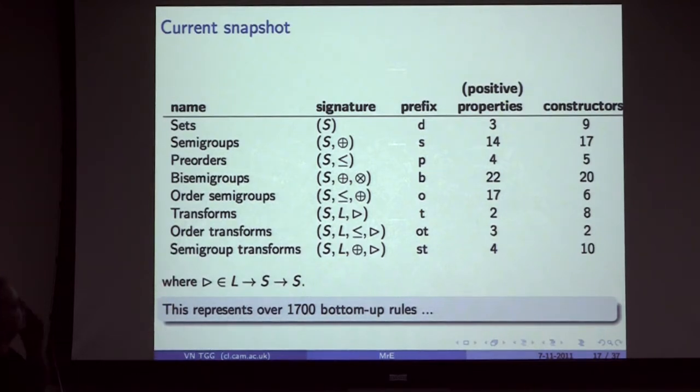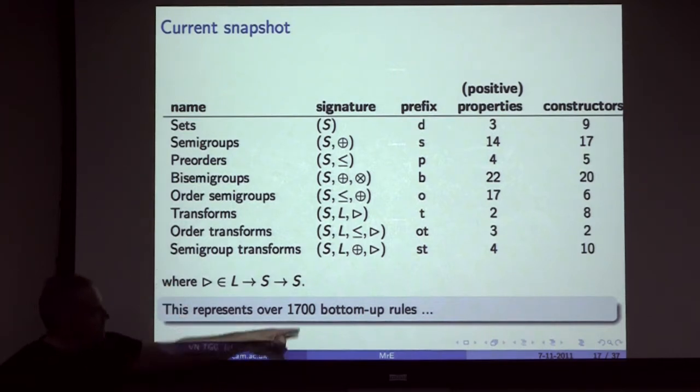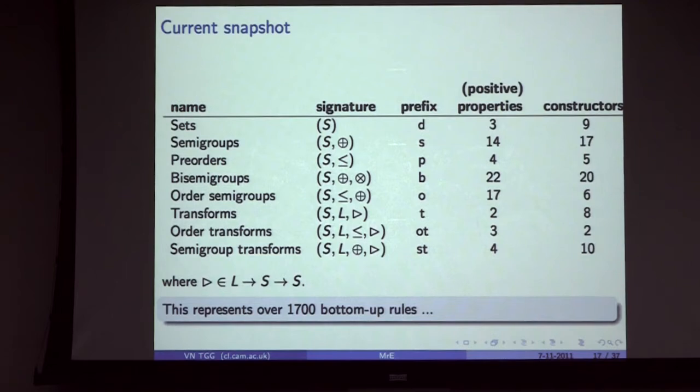We have these other structures. I'll talk a little bit about them. For example, semigroups, pre-orders, ordered semigroups. If you're familiar with routing protocols, you actually put functions on arcs, not weights, and you transform metrics as they come along with those functions. That's what these transforms and ordered transforms are for. They're for modeling things like route maps in BGP, or route maps in Cisco parlance. But anyway, just in this snapshot, we have 1,700 bottom-up rules. Each one of those has to be proved.